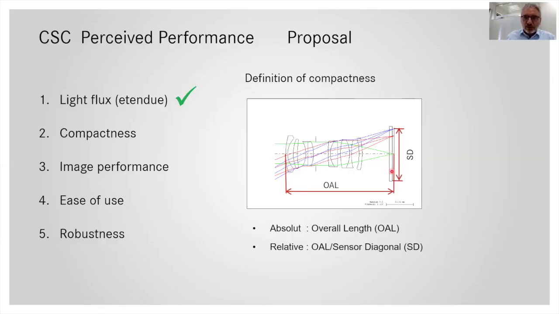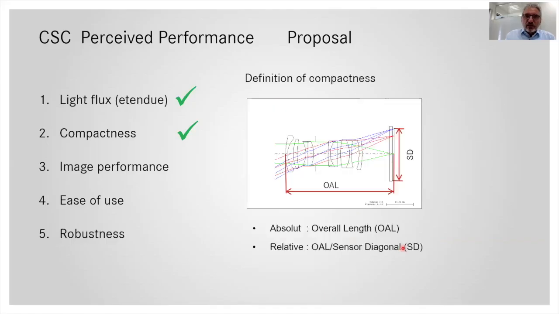So compactness. From my point of view, compactness is described by the distance from the first surface of the lens to the image, which gives the overall length of the system. But if you compare different sensor formats, you need to know the relative size, and the relative size is defined by the overall size divided by the diagonal of the sensor.